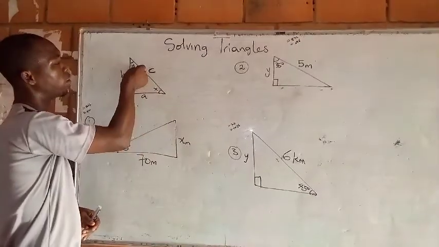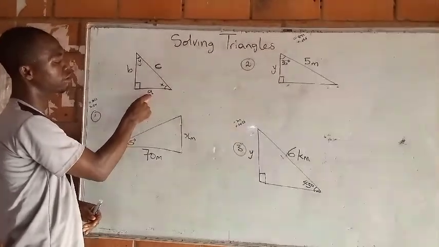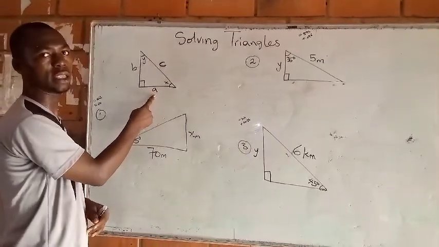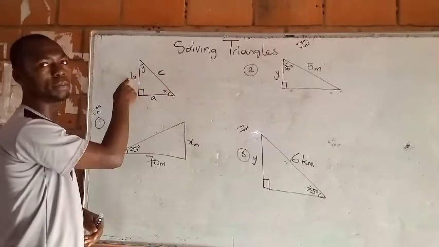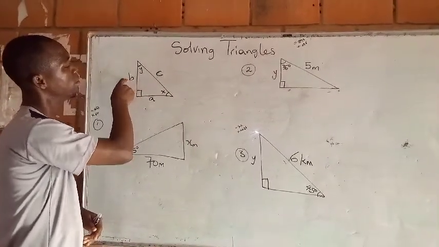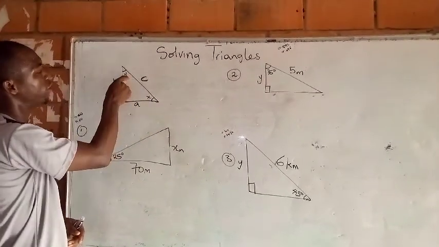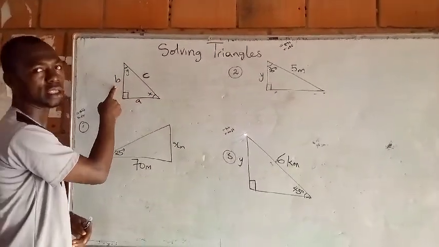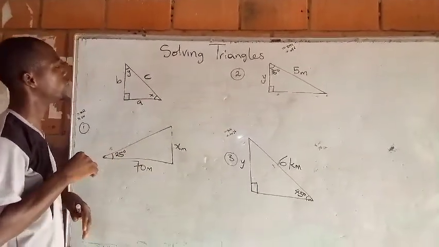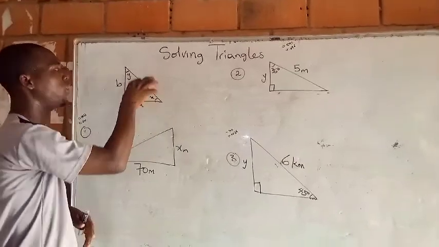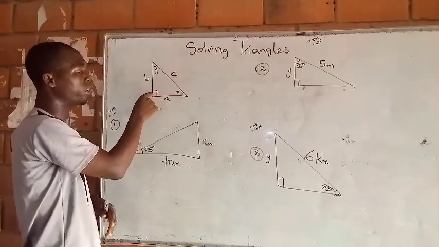For this angle Y, the opposite will be this side facing it, that is A, while for this angle X, the opposite is B. For this angle X, the adjacent is A. For this angle Y, the adjacent is B. So it's only adjacent and opposite that we have to check the angle we are dealing with. But the hypotenuse is usually the longest side, and that side is the one facing angle 90 degrees.